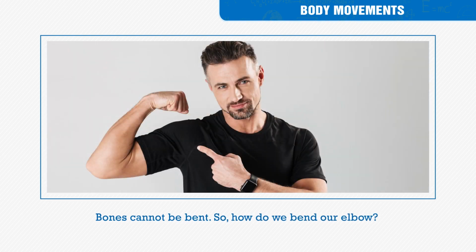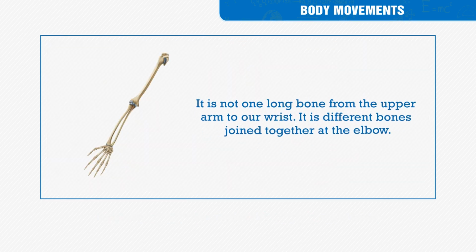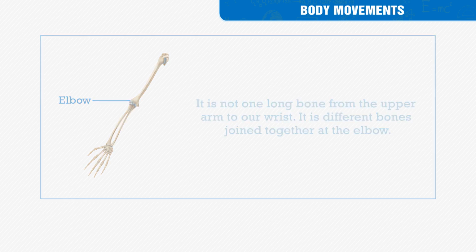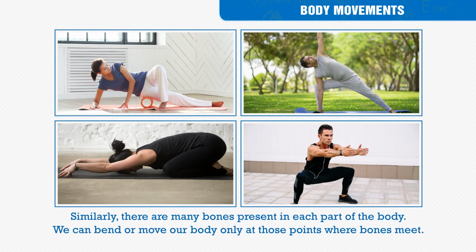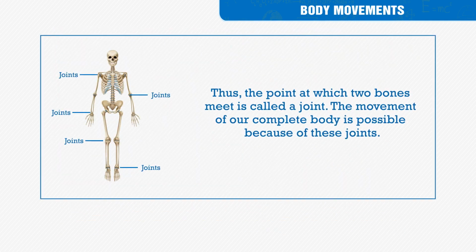So, how do we bend our elbow? It is not one long bone from the upper arm to our wrist. It is different bones joined together at the elbow. Similarly, there are many bones present in each part of the body. We can bend or move our body only at those points where bones meet. Thus, the point at which two bones meet is called a joint. The movement of our complete body is possible because of these joints.